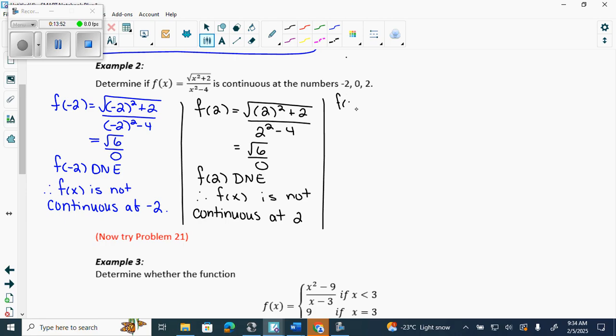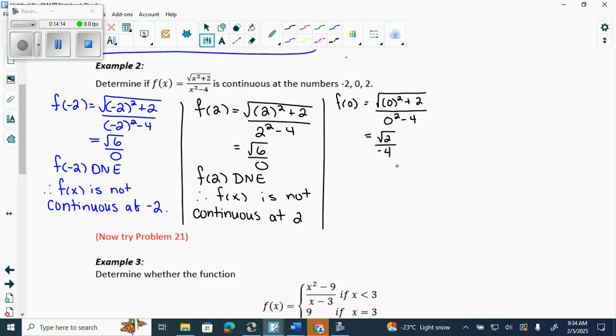So we have f of 0 equals the square root of 0 squared plus 2 over 0 squared minus 4. So I'm going to get root 2 over -4. So that's f of 0. So that has a value, correct?